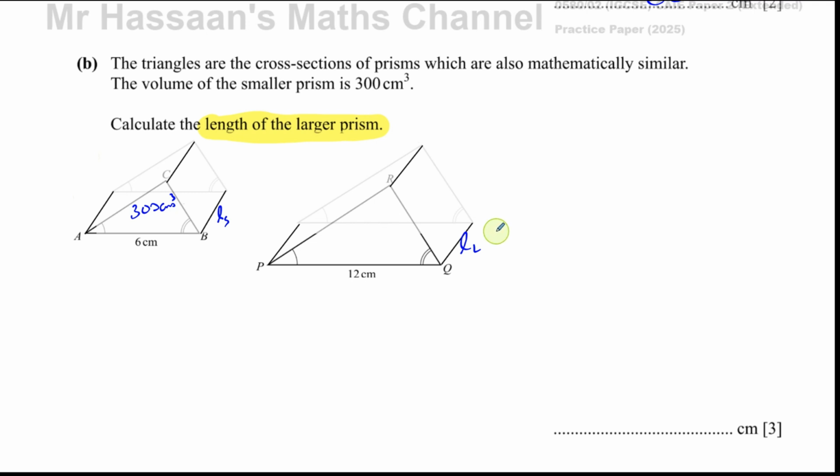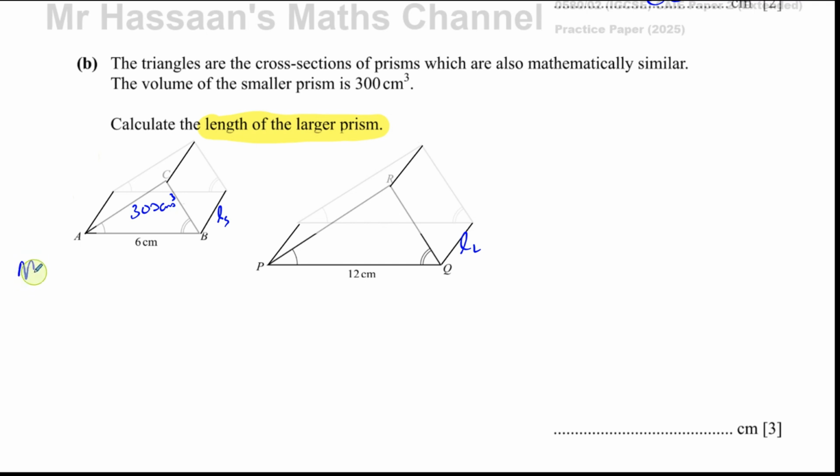Now we can do this in two ways. I could find the volume of the larger prism and then find the length. Or I could find the length of the smaller prism and then find the length from here. Both of them would be perfectly fine. So I could find the length of this and then use the fact that this length is double that. Or I could find the volume of this and then use the fact that the volume is the cross-sectional area times the length. So either way is fine. In fact, I'll show both ways.